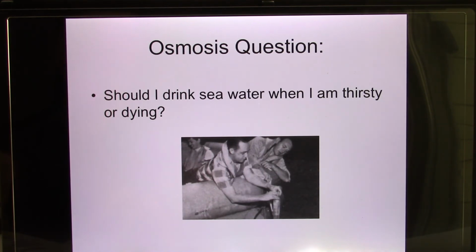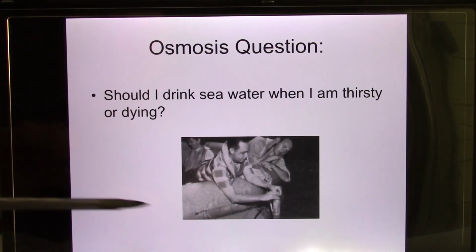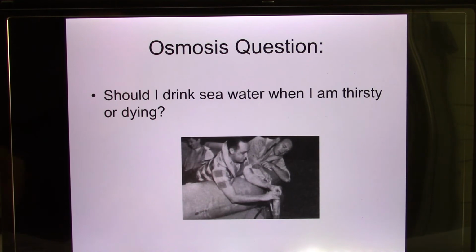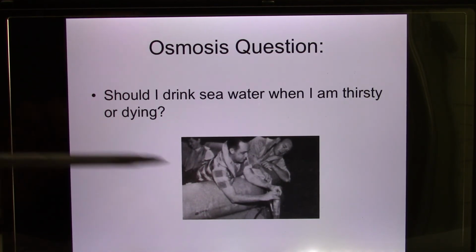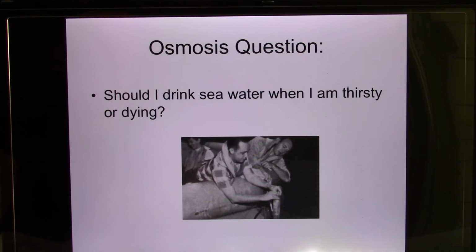So that brings us to another topic. Should you drink seawater when you're thirsty? And we all know the answer is no, because seawater is a hypertonic solution. So it has too much salt. It is close to 1,000 milliosmoles, so 3 times higher than your body concentration. So if you drink seawater, you actually die. You're going to lose water and become dehydrated quicker.